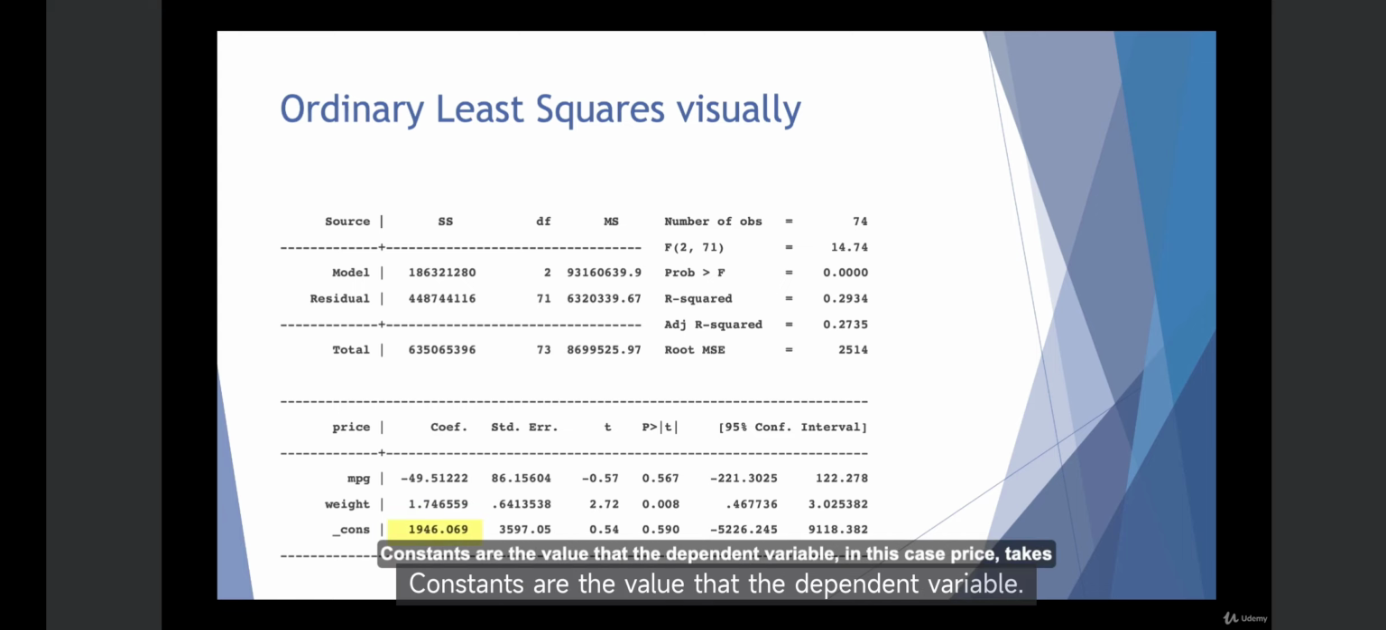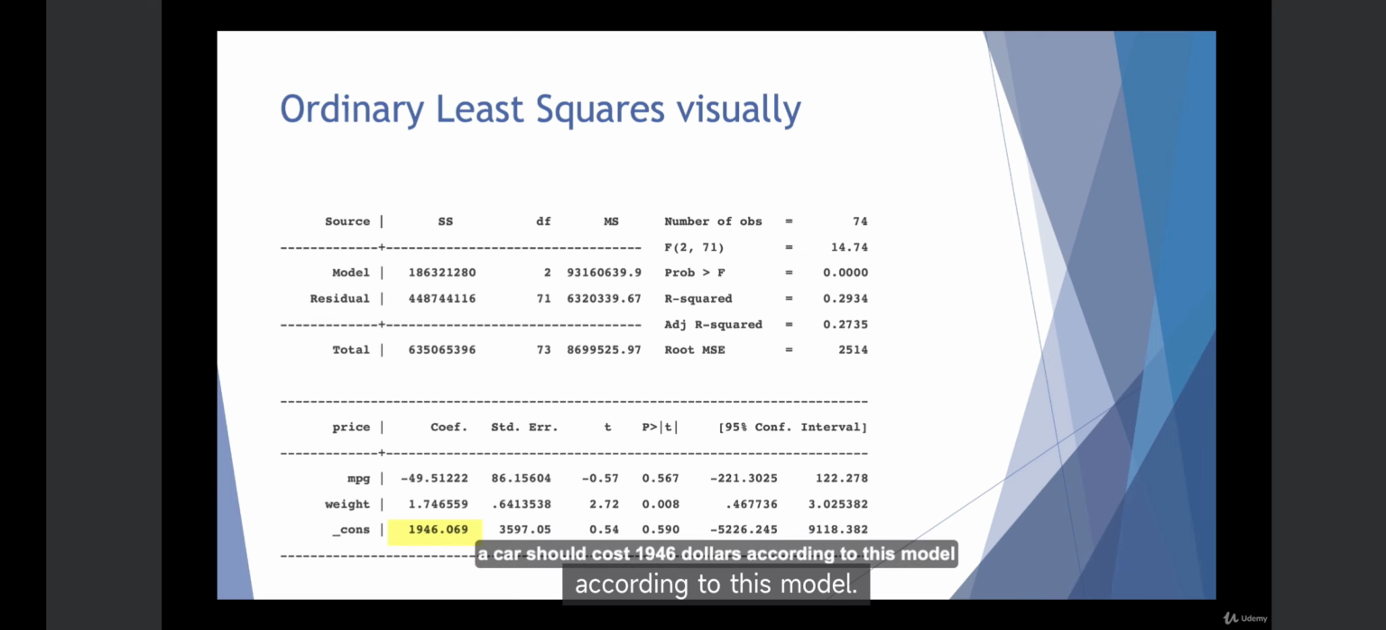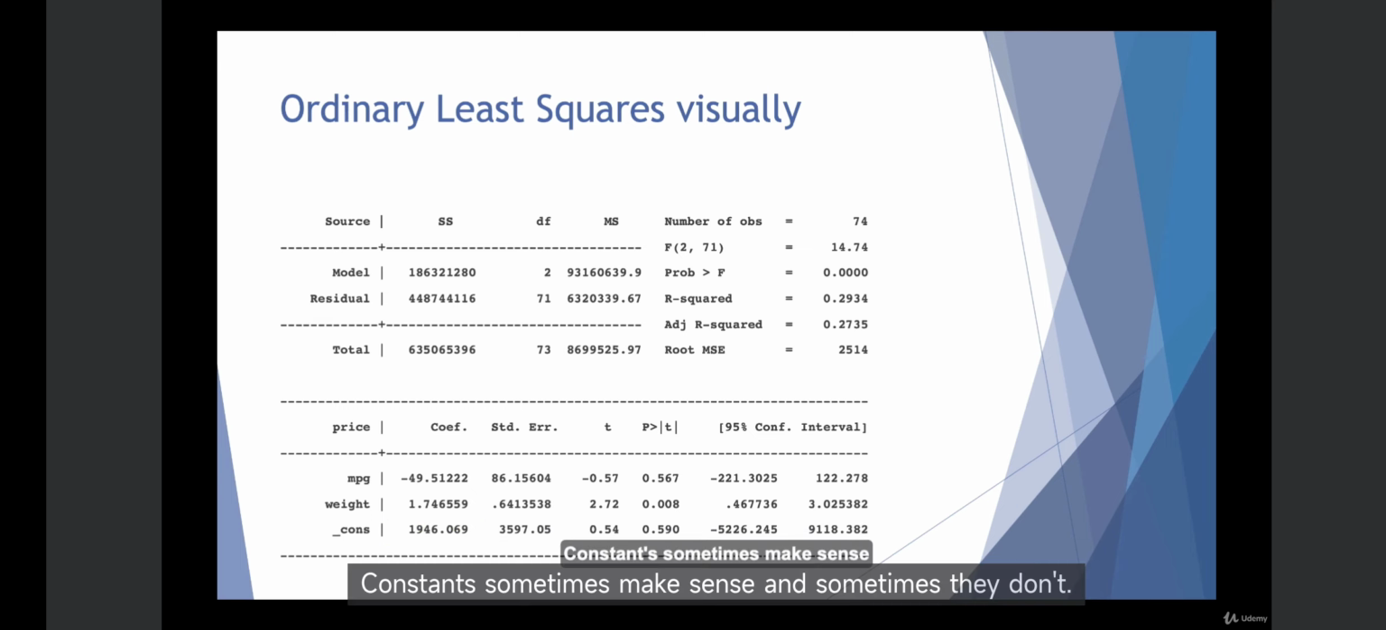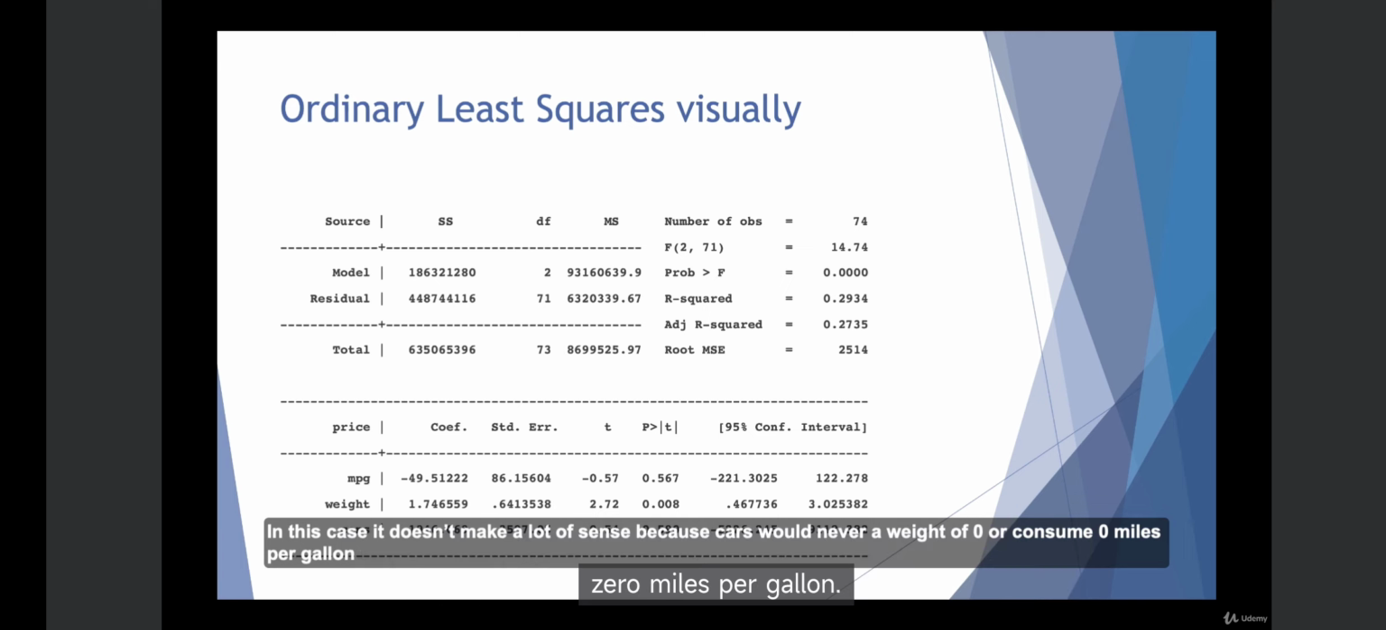Constants are the value that the dependent variable, in this case price, takes when everything in the model is set to 0. In other words, at a weight of 0 and at 0 miles per gallon, a car should cost around $1,946 according to this model. Constants sometimes make sense, and sometimes they don't. In this case, it doesn't make a lot of sense because cars would never have a weight of 0 or consume 0 miles per gallon.